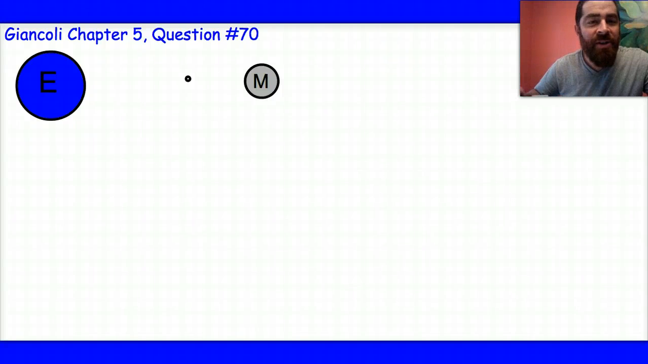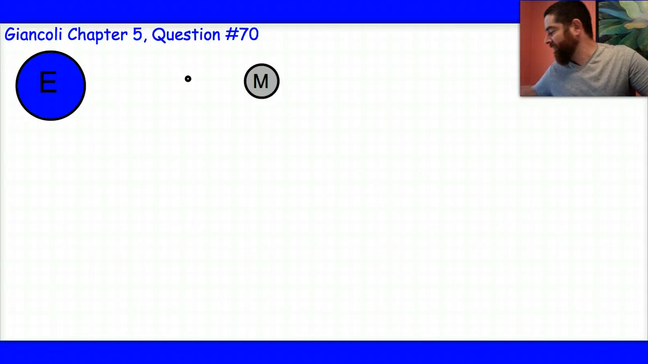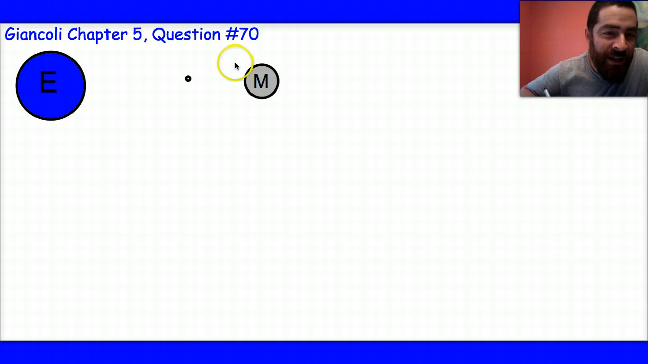This is problem number 70 in chapter 5 of the Giancoli textbook. It reads, at what distance from the Earth will a spacecraft traveling directly from the Earth to the Moon experience zero net force because the Earth and the Moon pull with equal and opposite forces? We should recognize, obviously, that the gravitational force from the Earth is much larger than that of the Moon because of its size, its mass more specifically.